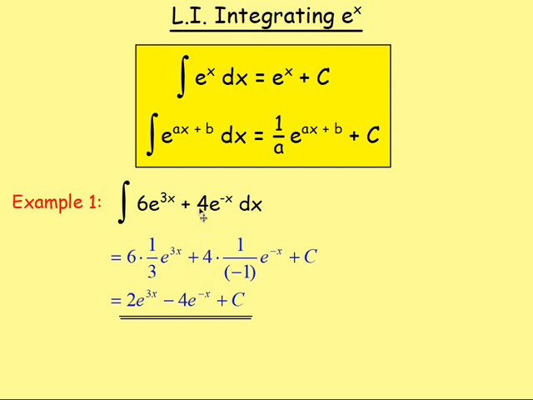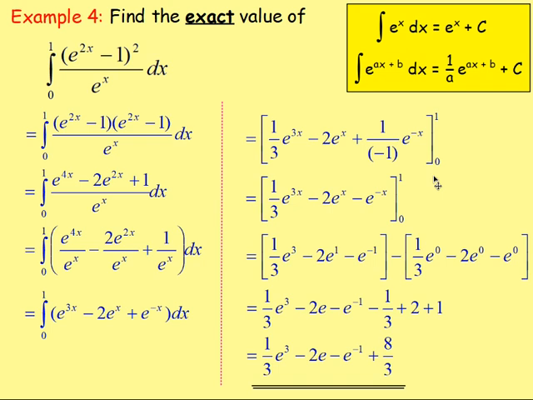The same with this one as well. The 4 stays, e to the negative x stays, and you would divide by the derivative, which will be negative 1. And then you can simplify all that. So integrating e to the power of x is probably the easiest part of the Advanced Higher course. It just stays as it is. Just remember to divide by the derivative. You can apply that to harder examples.